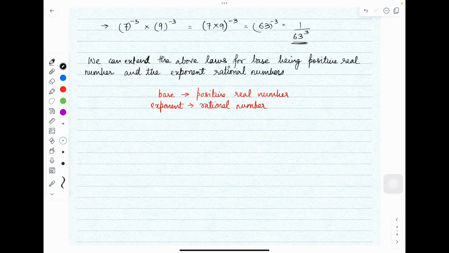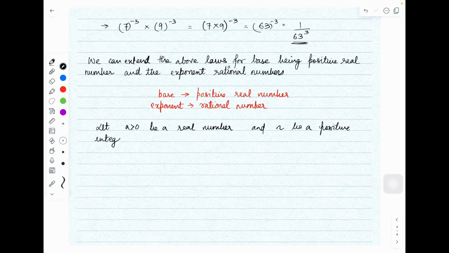So the definition, see, let a greater than 0 be a real number and n be a positive integer. See, here we need rational numbers. We are going first with integers. Then we will go to rational numbers.